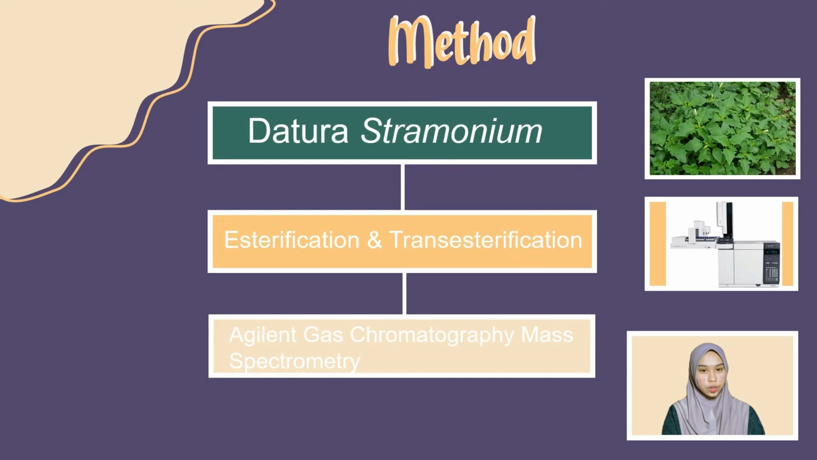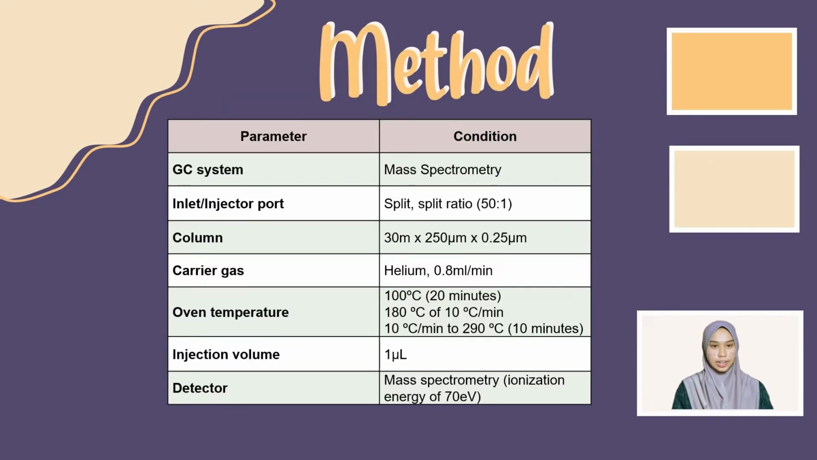The gas chromatographic analysis was made using Agilent series chromatograph equipped with a mass spectrometer detector. The gas chromatographic system used in this paper is mass spectrometry. Next, the injection was performed in split mode with a split ratio of 50:1. A capillary column of 30 meter times 250 micrometer times 0.25 micrometer dimension packed with non-polar HP5 column was used.